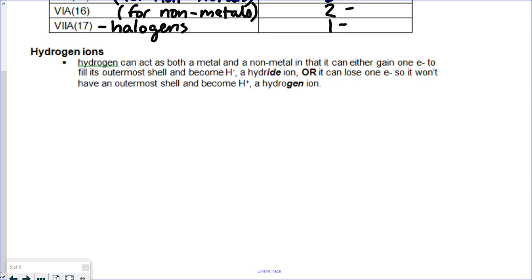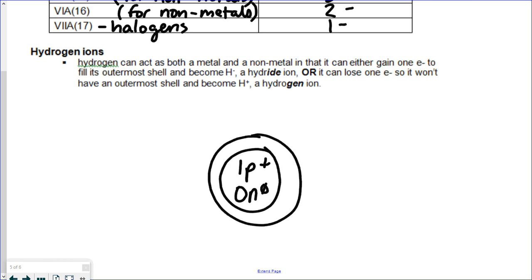So if we drew hydrogen, hydrogen has 1 proton. Hydrogen actually has 0 neutrons because its atomic mass is 1.01. So if we drew an atom of hydrogen, in its outermost shell, which is actually just that small shell that only fits 2, it has 1 electron. So we have 2 situations that arise pretty easily for hydrogen.